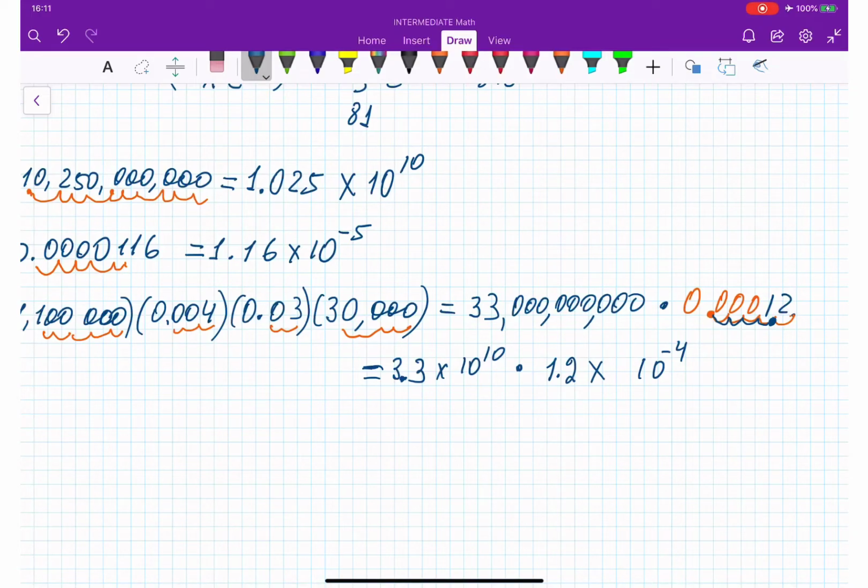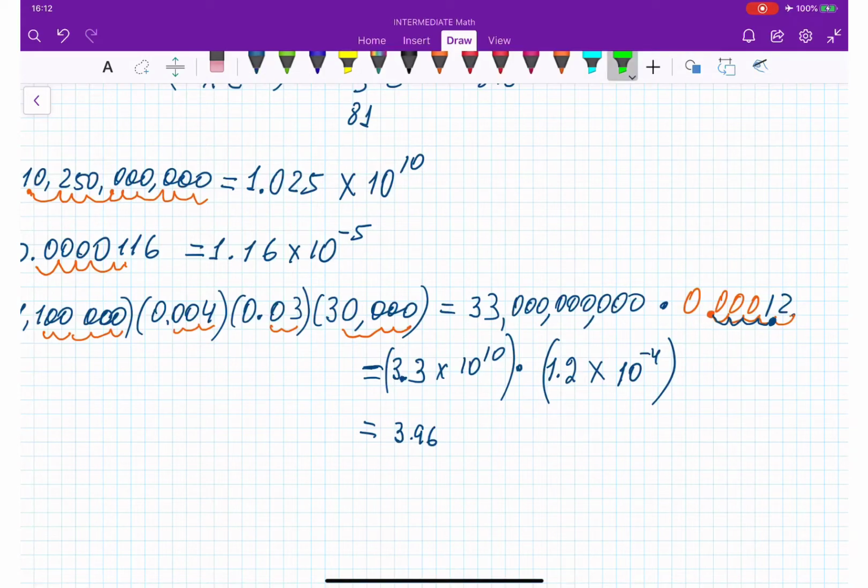So 3.3 times 10 to power 10 multiplied by 1.2 times 10 to power negative 4. Okay. So from here, 3.3 times 1.2, it's going to be 3.96. Let me double check. 3.3 times 1.2, yes, 3.96.